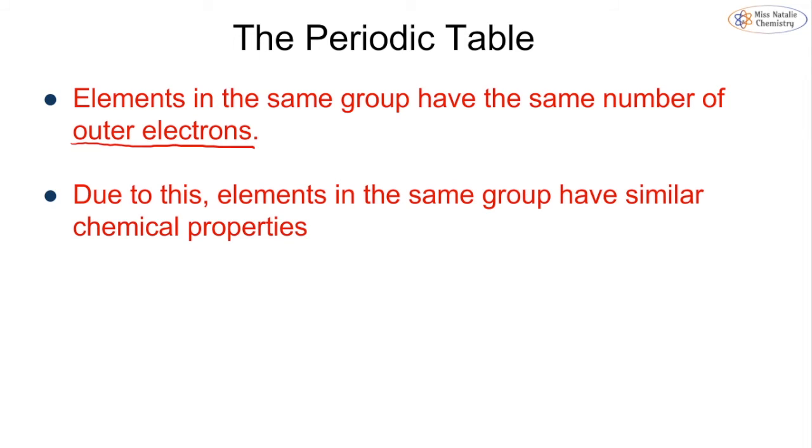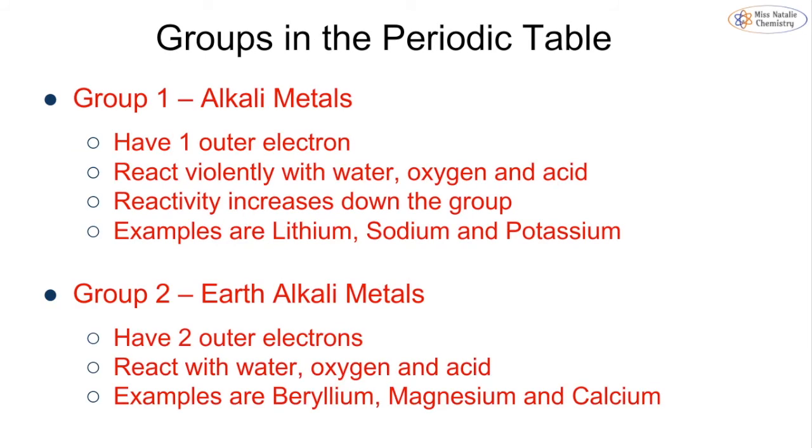Now, because they have the same number of outer electrons, they have very similar chemical properties, and you will have actually discovered and looked at some of these back in Key Stage 3. So the first one, alkali metals, group number 1. They all have 1 outer electron. They all react violently with water, oxygen and acid, and the reactivity increases as you go down the group. Now, you don't need to be able to explain why that's the case. You simply need to be able to explain that that trend exists and that they all react with water, oxygen and acid in the same way because they have that 1 outer electron for group 1. And some examples are lithium, sodium and potassium.